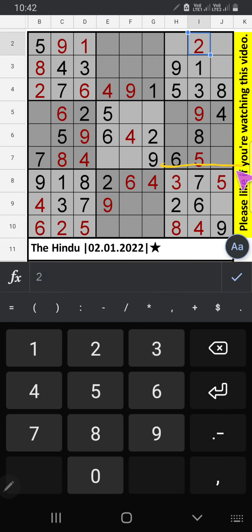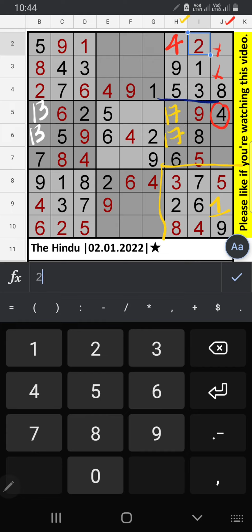In the 9th grid, only one number is remaining, number 1. 1 is confirmed here. Column J, we have 4. So 4 can't come in this cell. 4 is confirmed here. Column H, 2 numbers are remaining, 1 and 7. We will confirm later.